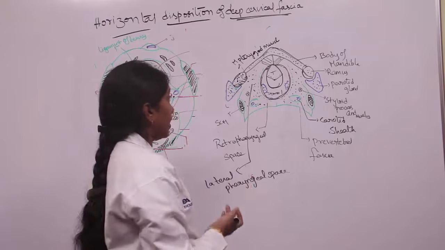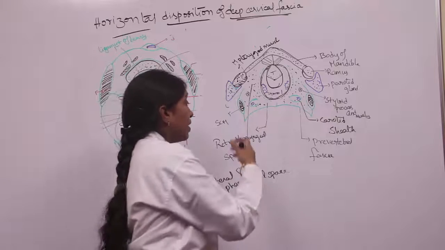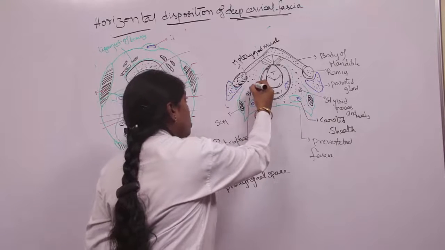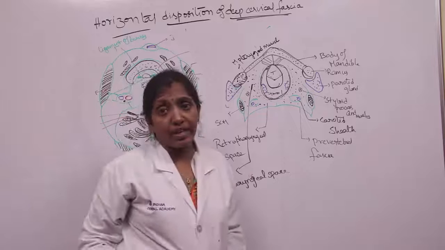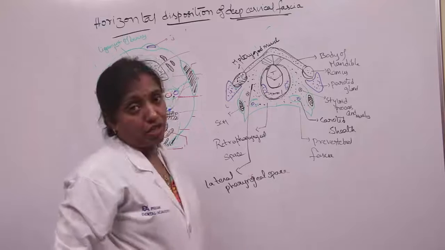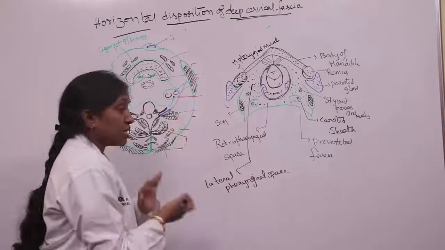The important contents of the lateral pharyngeal space: it consists of fibrofatty tissue, and also the maxillary nerve and maxillary vessels. So that's about the lateral pharyngeal space. So that's about the deep cervical fascia.